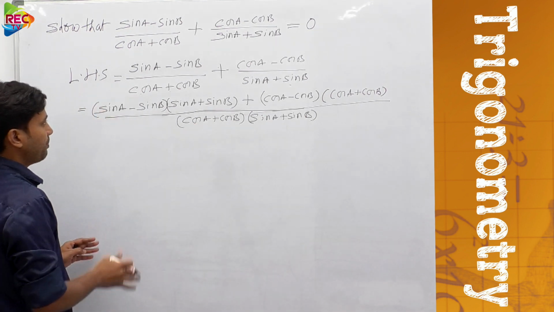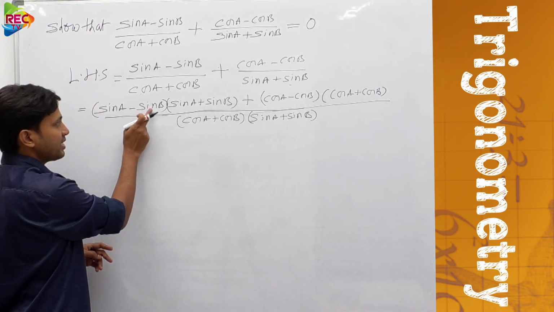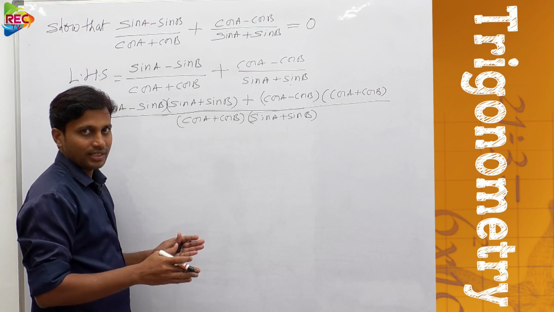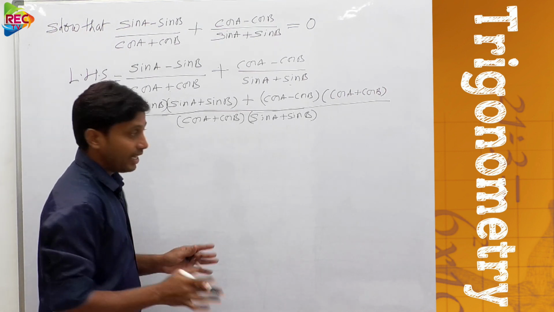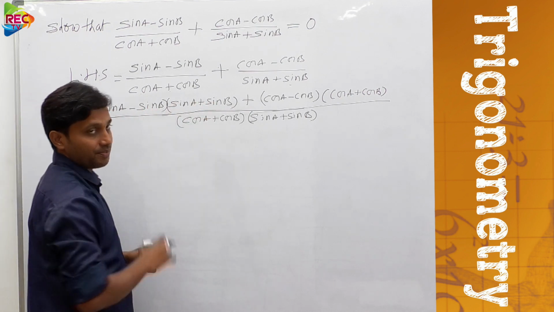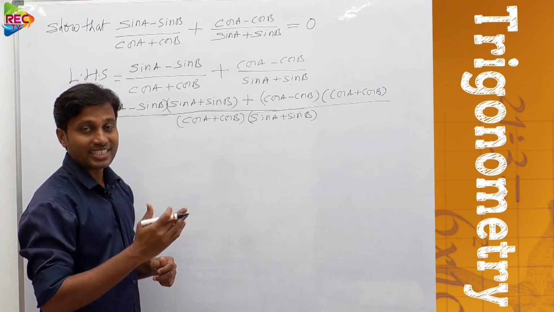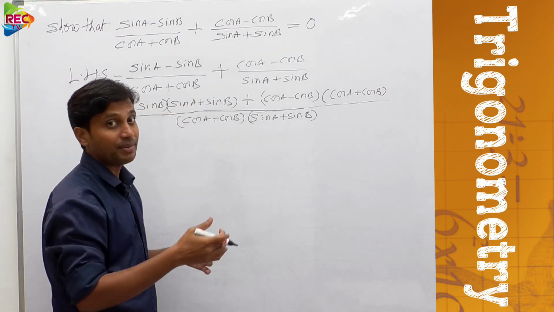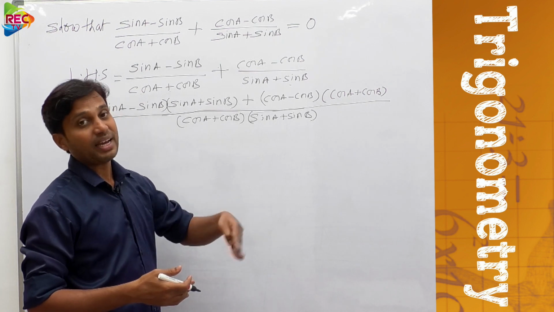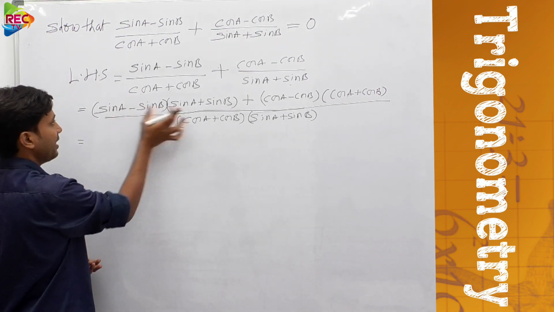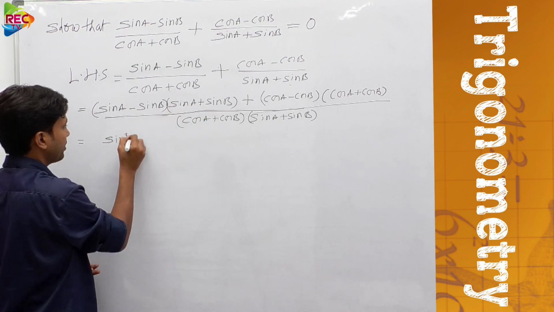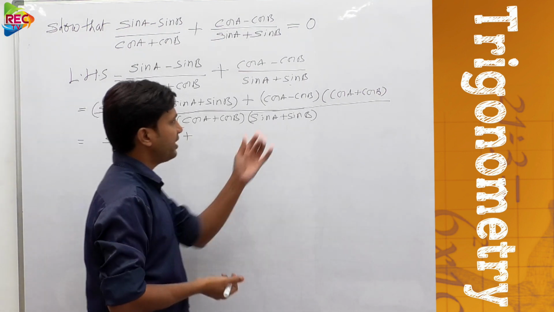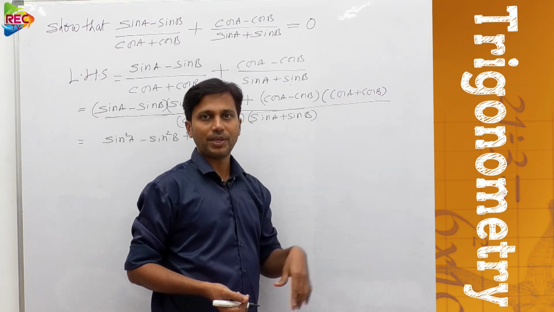Now do the multiplication over here. This is sin A minus sin B into sin A plus sin B. If you consider sin A as A and sin B as B, then this is in the form of A minus B into A plus B. A minus B into A plus B can be written as what? A square minus B square, or not? So here we can write sin A minus sin B into sin A plus sin B in the form of sin square A minus sin square B. Plus, similarly here also, cos A minus cos B into cos A plus cos B.